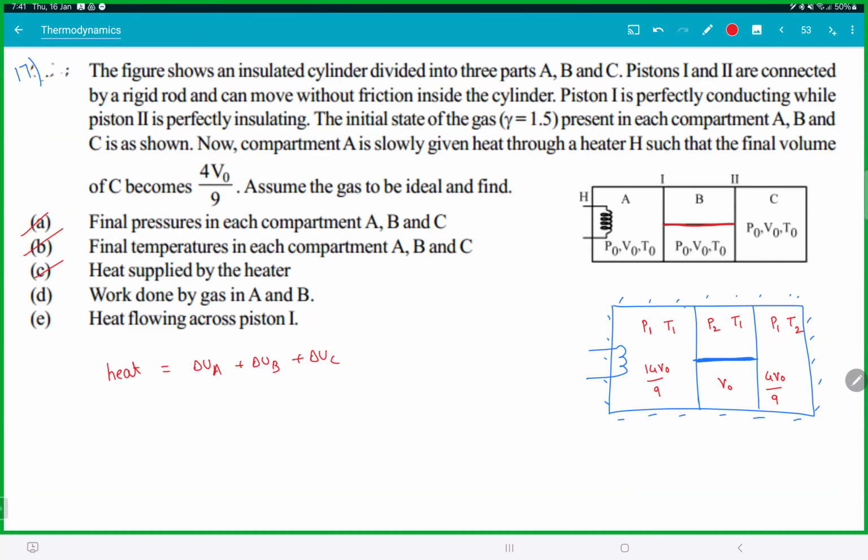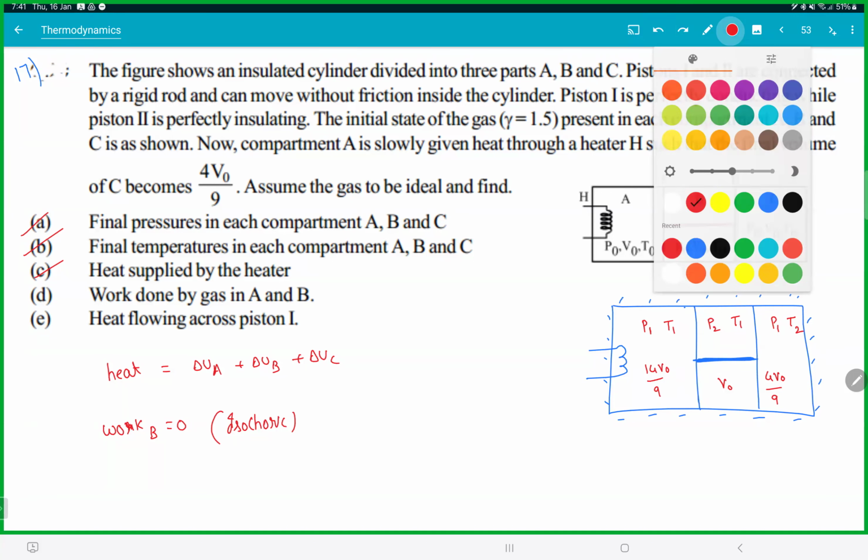Done. What is work done by gas on A? So work done on B is 0. Isochoric. Volume didn't change. You want work done on gas A. Can I say like this? Whatever work you're doing on this compartment, where is this going? Isn't this used to compress only this gas? See, I will give you the timeline. You will tell me from there.